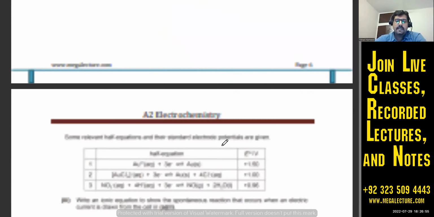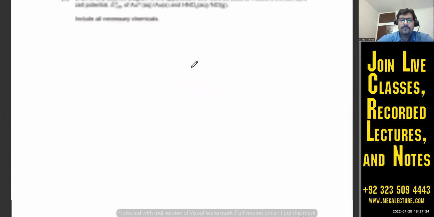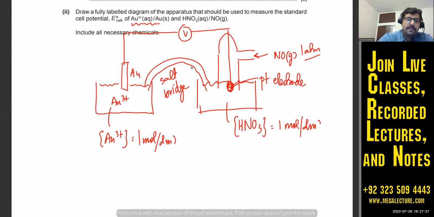Up here he's asking, given 3 equations, write an ionic equation to show the spontaneous reaction that occurs when an electric current is drawn from the cell. So one of the electrodes is the Au3+ and Au electrode. It's this one. And if you compare it, this is the higher potential, right? That's the one that's going to gain electrons. Okay, so that is your 1.50 volts.